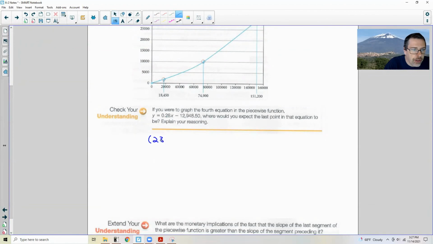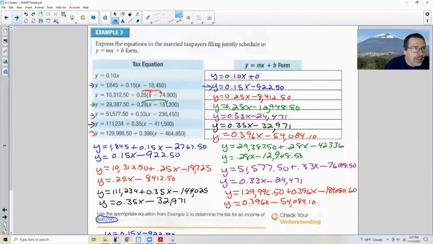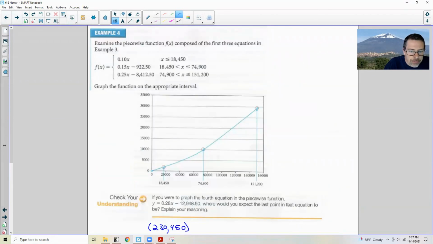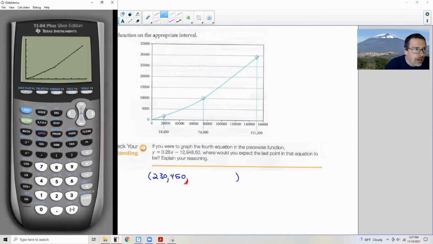So it's $230,450. Let me make sure I wrote that down right. $230,450, yes. So the maximum point X would be $230,450. I don't want to close my parentheses there. I want a point X comma Y. So then I'd put a Y in here, and what tax would I pay on $230,450? Let me put the comma for the XY in a different color so we're not confused by these two numbers.